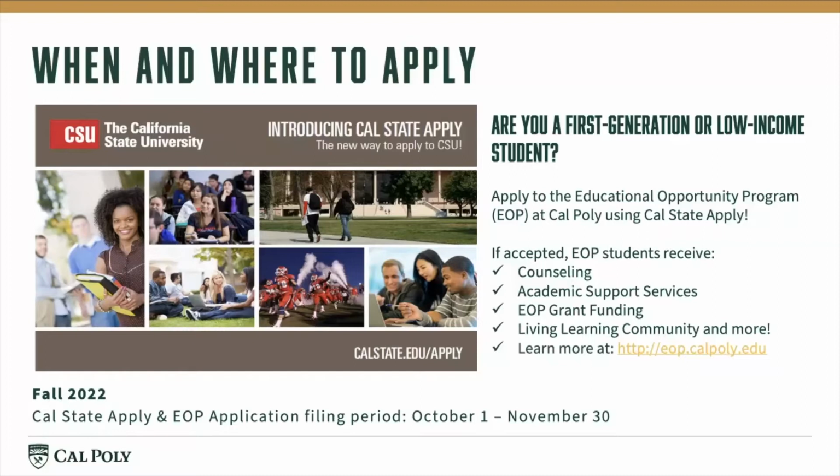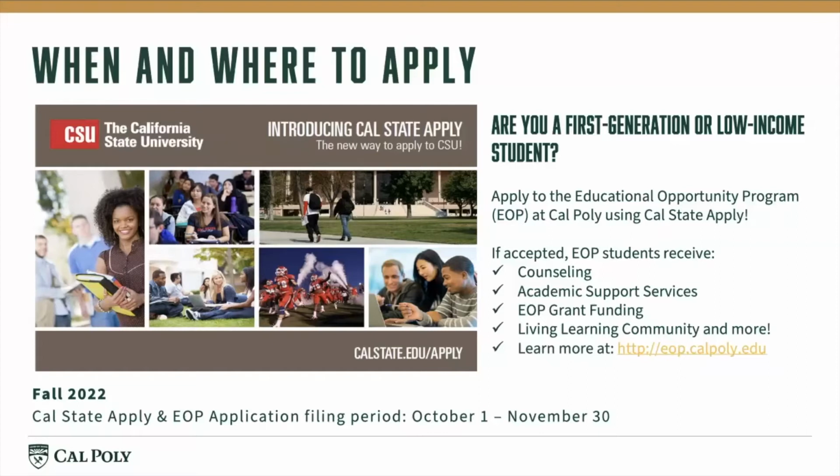calstate.edu/apply, APPLY. Please note that the application for Cal Poly and the entire CSU system opens on October 1st. Therefore, students can begin the application and sign up for their account on October 1st and begin their application process as of that date. The application usually stays open for both first year and transfer students until November 30th. So you do have a couple of months to actually start and complete the application process.